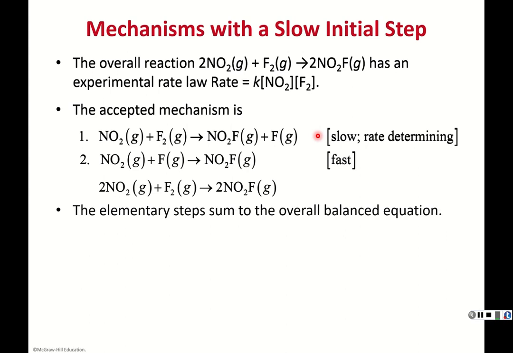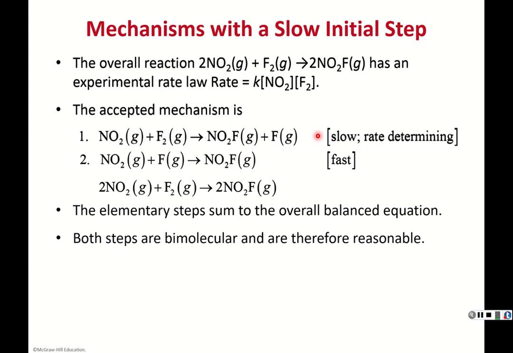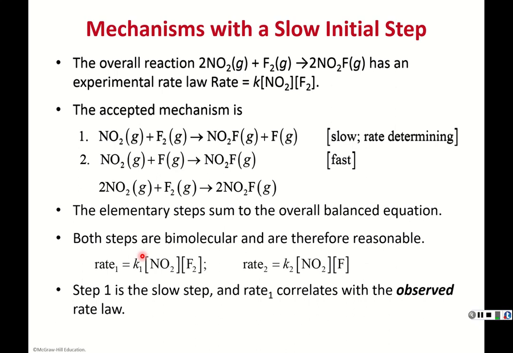Right, and again, we can check this. Elementary steps sum up to the overall balanced equation. Yes, both steps are bimolecular, therefore they are reasonable. And if we look at the rates of each, you see that the rate of step 1 is equal to that overall experimentally determined rate law. And that is the slow step, so that correlates with the observed rate law. So this is a good mechanism for this reaction.